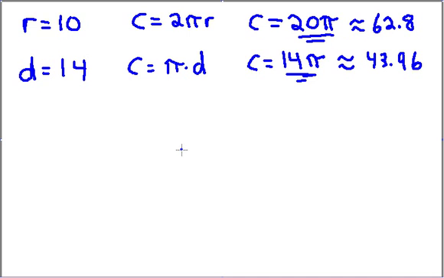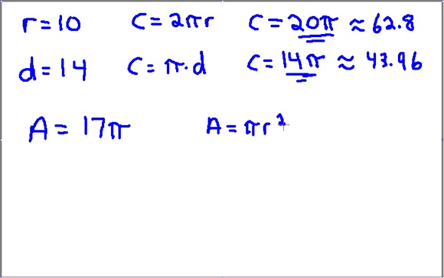Let's take a look at another one here. Now what we're going to do is deal with the area of a circle, the area of the circle being represented by the letter A. If we know that the area of a circle is 17 pi, the question is, what's the radius? Well, you need to remember what your area formula is for a circle. Your area formula for a circle is pi times your radius squared.